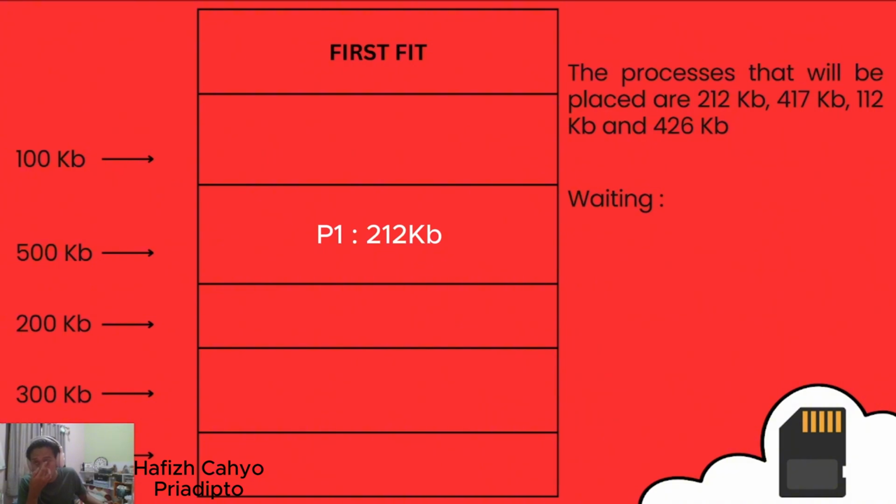management and memory allocation, first fit will check first. It will check one by one. So we check again. 417 is bigger than 100 kilobyte, and next, 500 is bigger than 417, but it is already used by the first process, so we cannot put the second process into the second column.